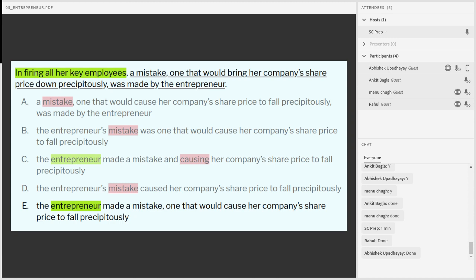Quick check. Please unmute yourself. Any doubts? Anyone not sure about this? All right. I think Rahul's saying that he's clear. And Abhishek is typing something. Ankit's also typing something. Clear. Awesome. All right, Manu, this is good, right? Comfortable with this one? Yes. Excellent.